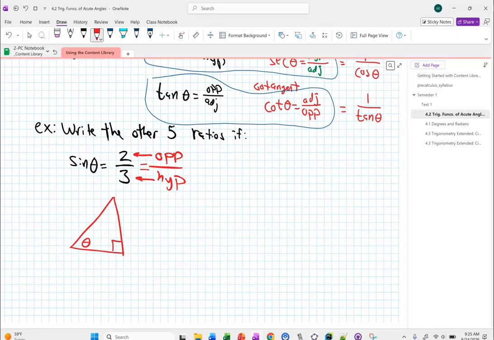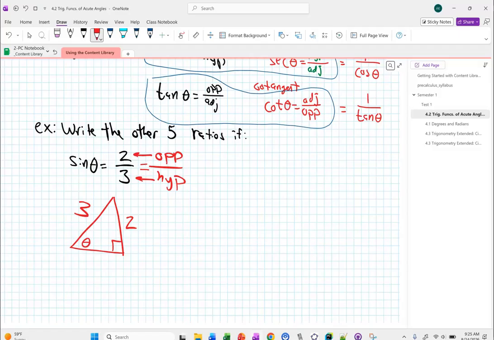Well, that's the hypotenuse. That's the longest side. It's across from the 90-degree angle. And the opposite side to angle theta is the side across from it. That's going to be the 2. Everybody okay here? Feel good about how I've labeled things? We still have a third side to find. How am I going to find that third side?